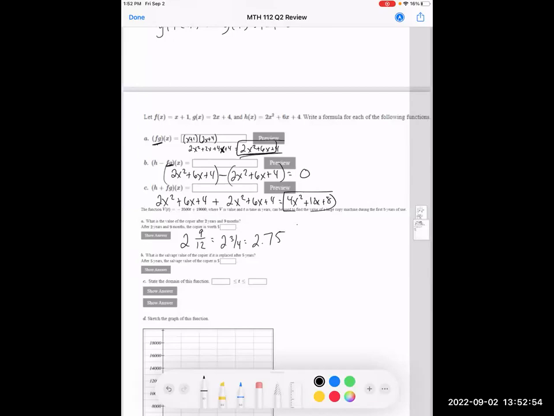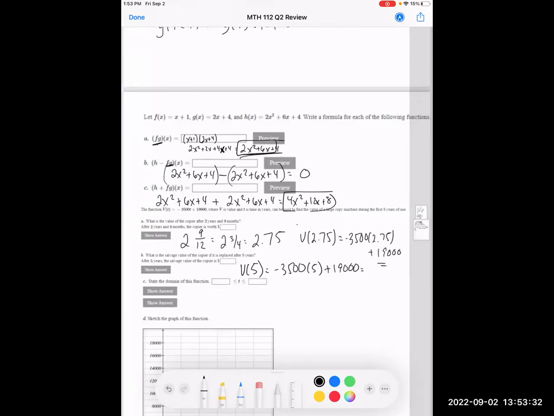So all you do is you put in 2.75 for t. I'm gonna let you guys put that in your calculator yourself to get the answer. It says, what is the salvage value of the copier if it's replaced in 5 years? So here they want you to put 5 in for t. Which once again, you can put that in a calculator and figure out what that value is.